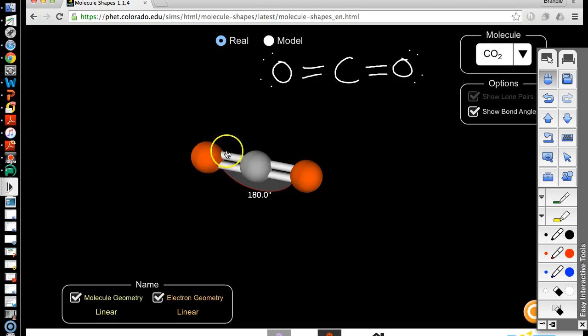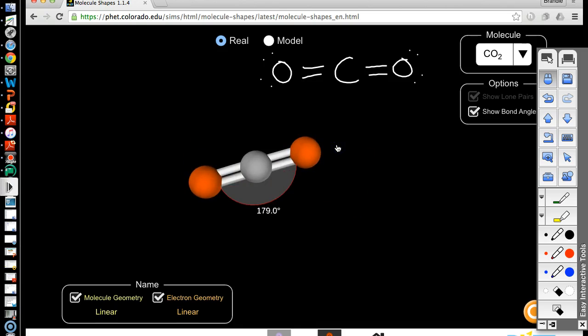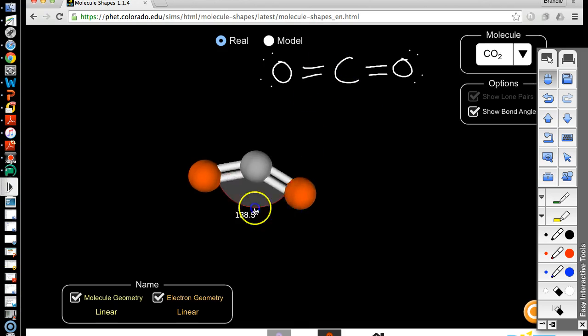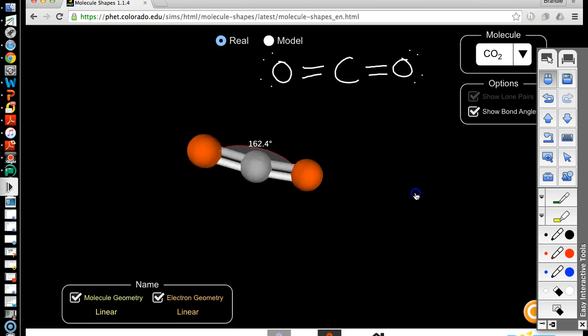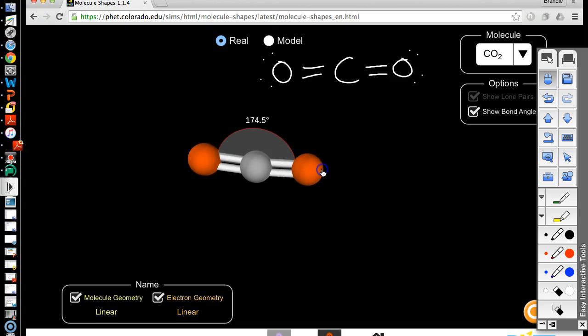These 2 electron clouds, these areas of electron density, they're going to try to get as far away from each other as possible. And so in 3-dimensional space, as far away from each other as possible is 180 degrees. And so this Lewis structure really does look a lot like the actual molecule. And that's not always the case, but it is the case on this one.